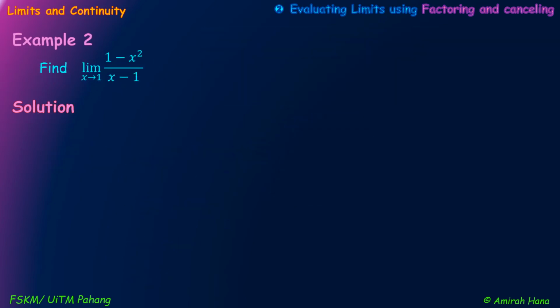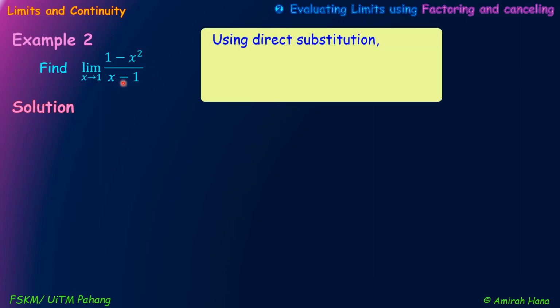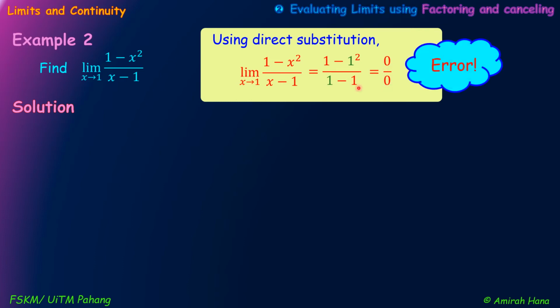Now we look at example 2 under the factoring and cancelling method. Find the limit as x approaches 1 of (1 minus x squared) over (x minus 1). Using direct substitution, the limit as x goes to 1 of (1 minus x squared) over (x minus 1) equals, we just replace x with 1 here. After we simplify, we get 0 over 0. And 0 over 0 is an error.